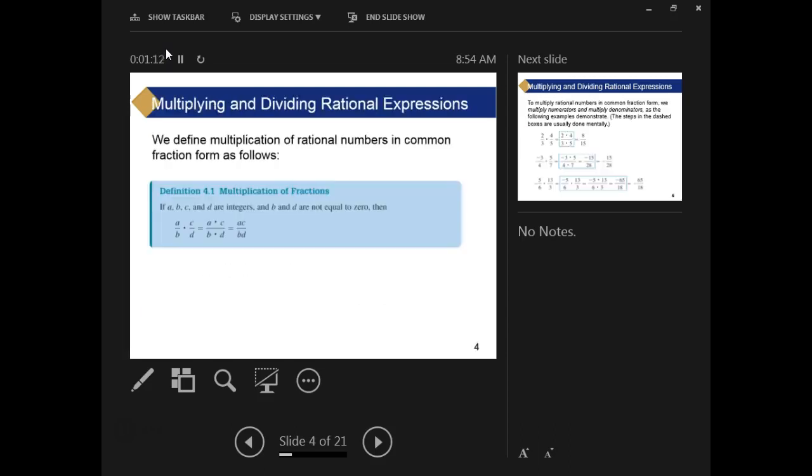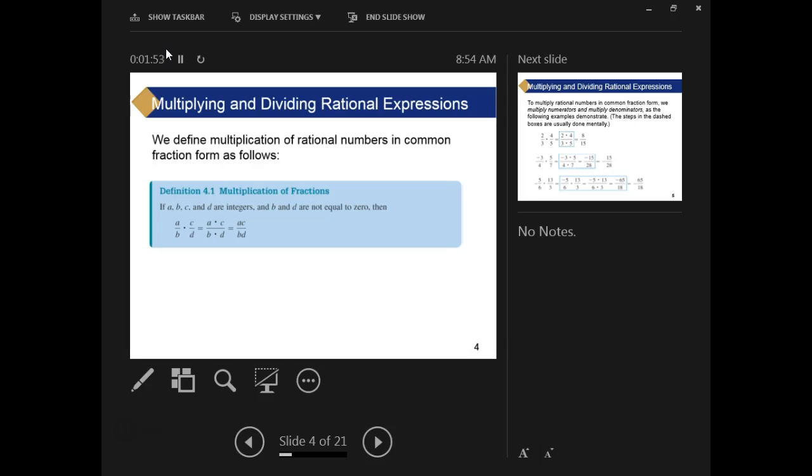So let's start with rational numbers. We define the multiplication of rational numbers in common fraction form as you've got A, B, C, and D, all integers, except B and D cannot be equal to 0. Guess where they're going to be? Denominators. That's why they can't be 0. So if you have A over B times C over D, how do you multiply these fractions? Multiply numerators, multiply denominators, simplify. That's how you do it. You can't get much easier than that.